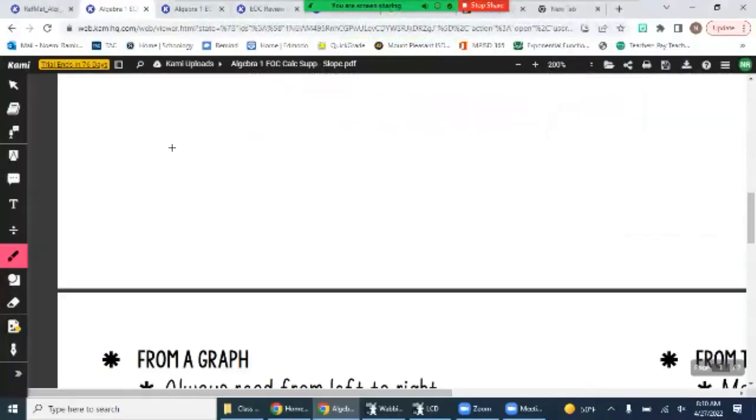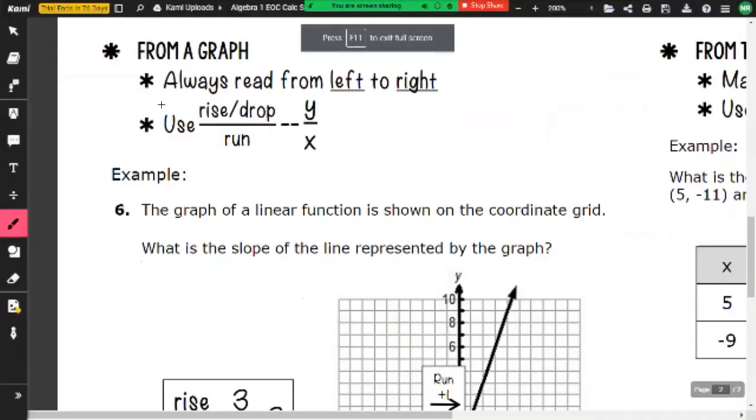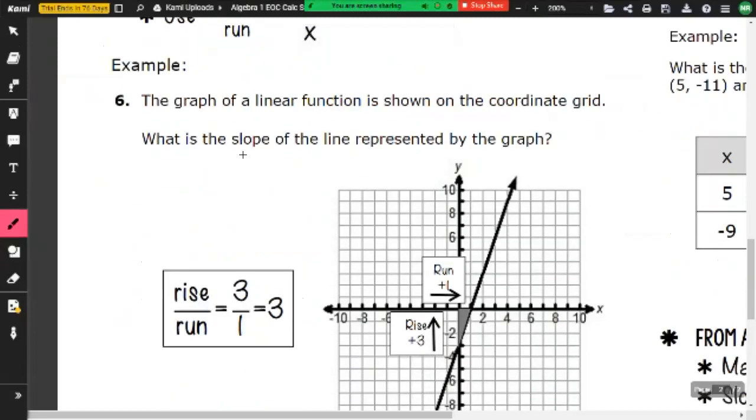Okay, finding slope 4 different ways. If you're going to find it from a graph, you just remember you always want to read every single graph from left to right, meaning you start on the left point, go to the right point. Find 2 good points, go from left to right.